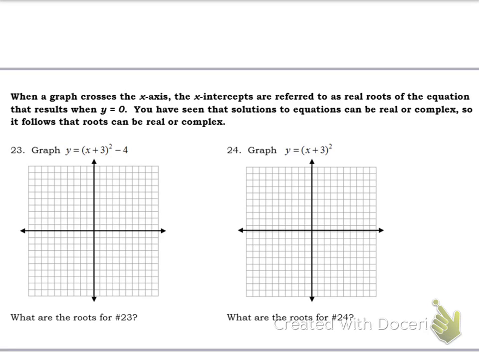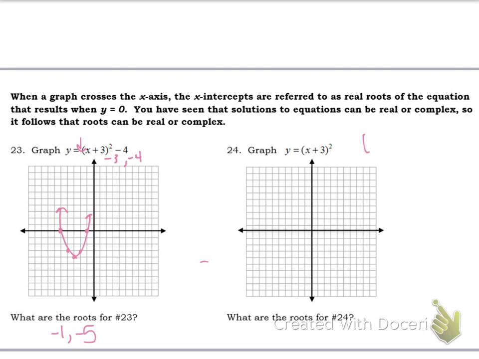So my first one here is going to be starting at negative 3, negative 4. There's no stretch in here. So negative 3, 1, 2, 3, 4. So I go right one up 1, right one up 1, 2, 3. Left one up 1, left one up 1, 2, 3. Okay, so it has two real answers. And they are at negative 1 and negative 5.